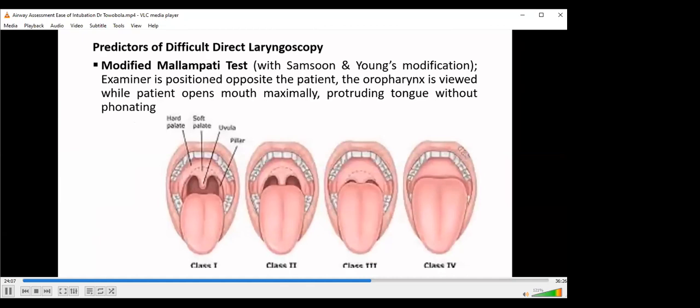These are the pictures of what we are supposed to see in the 3 classes, and it makes use of views of the faucial pillars, the uvula, the soft palate, and the hard palate.